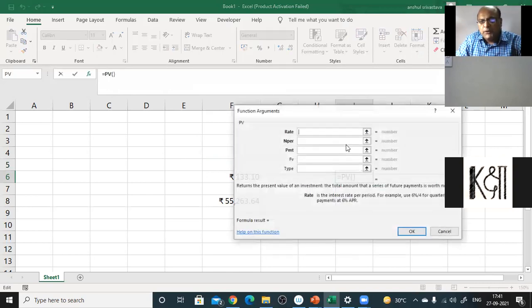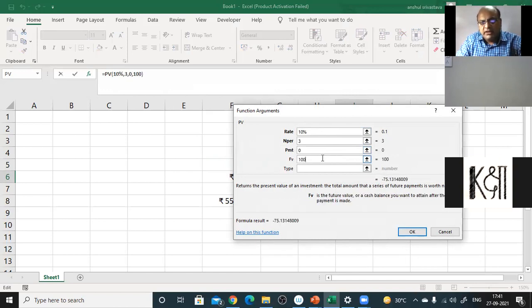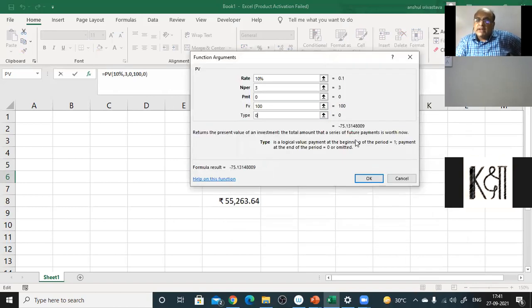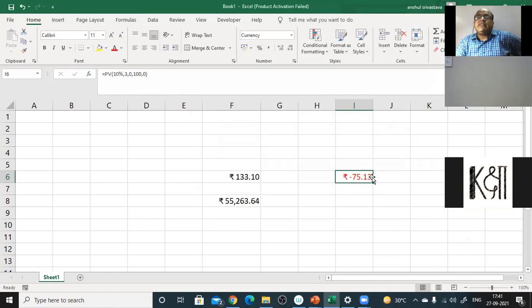PV is equal to rate is 10%, number of periods is 3, PMT is 0, future value is 100, and type doesn't matter, so I am putting 0. Now you can see here that type is 0. The answer of PV will be negative. See this. PV is coming as minus 75.13.